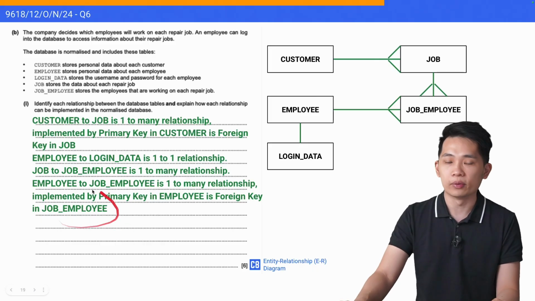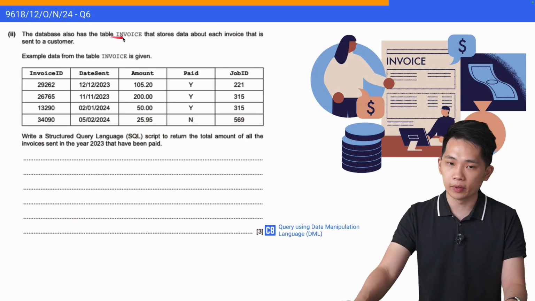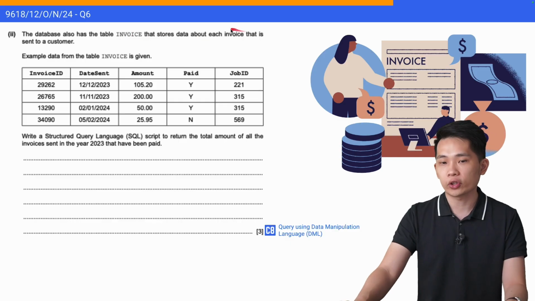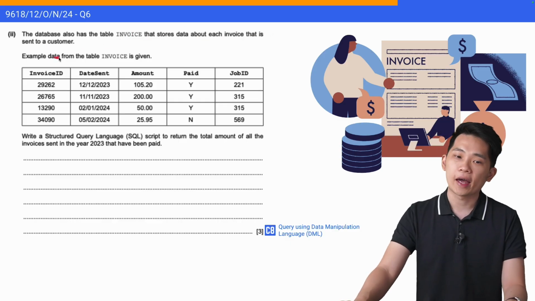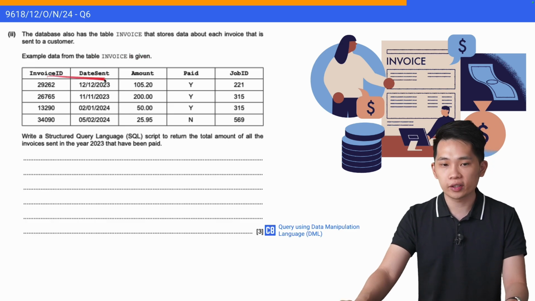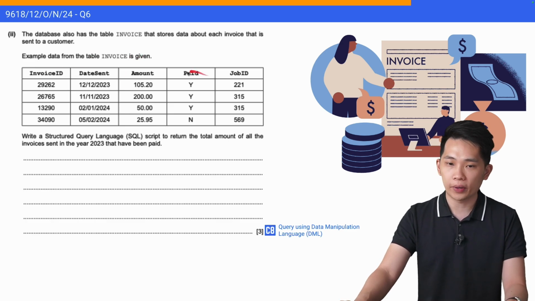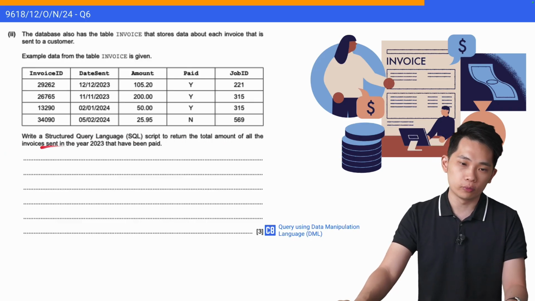The database also has a table invoice that stores data about each invoice that is sent to a customer. Example data from the table invoice is given. So we have the invoice ID, date sent, amount, paid, and job ID. Write a structured query language SQL script to return the total amount of all the invoices sent in the year 2023 that have been paid here.